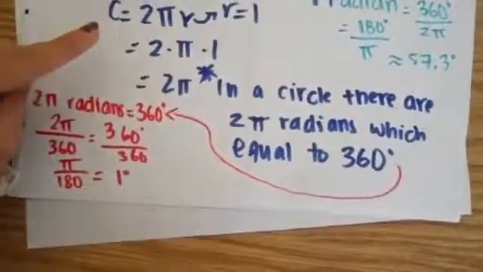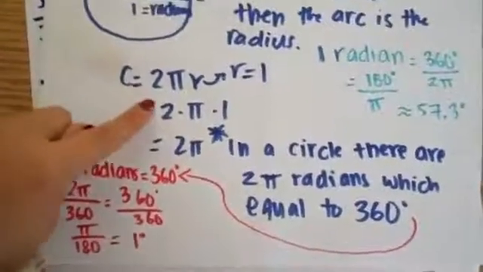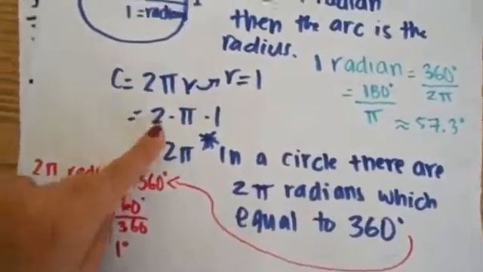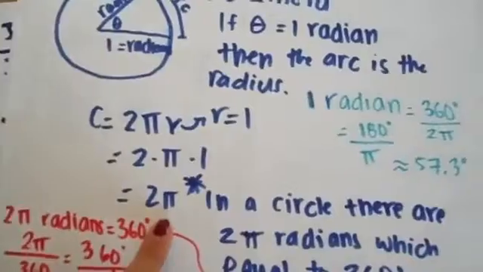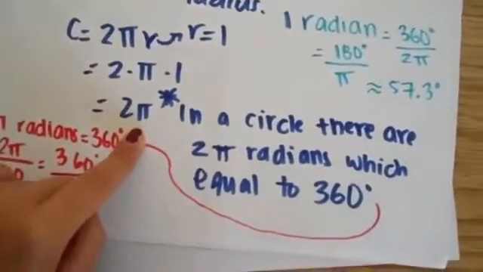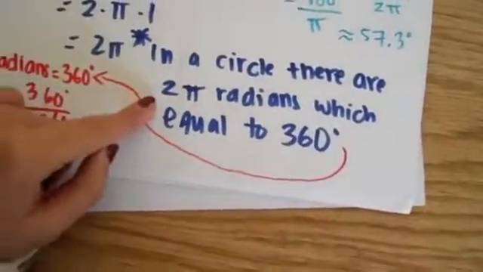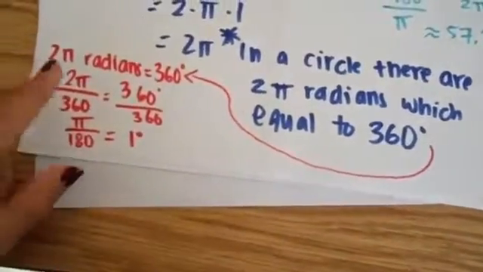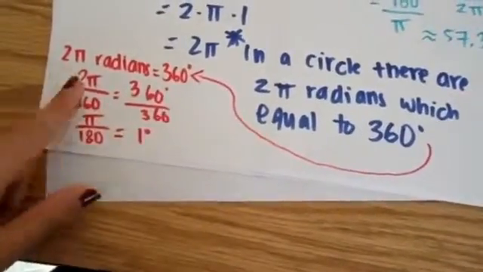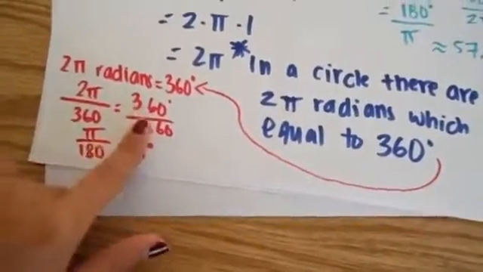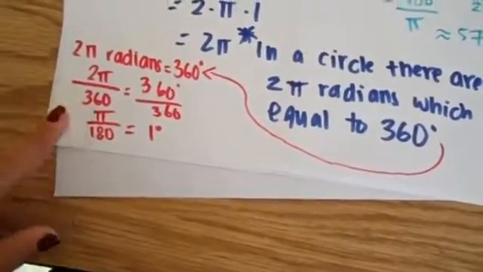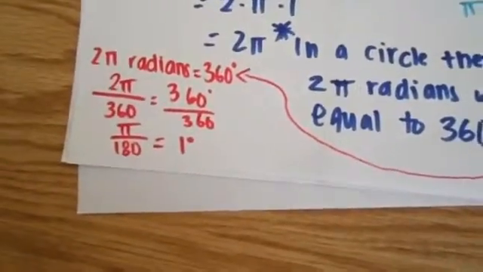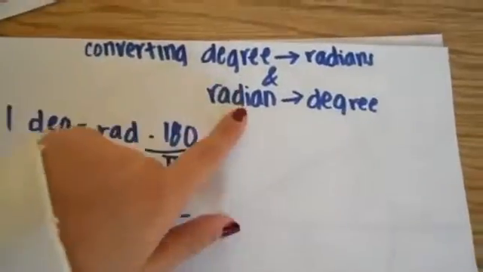So the circumference of a circle equals 2 pi r, where r equals 1. So 2 times pi times 1 is just 2 pi. There are 2 pi radians in the circle, which equals 360 degrees. Converting degrees to radians and radians to degrees.